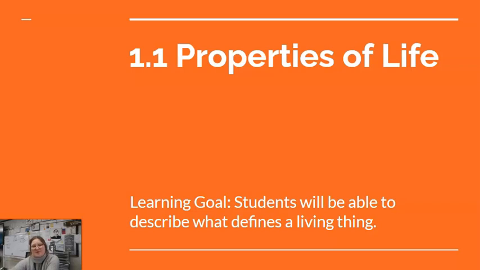All right, welcome to our first lesson of zoology. These first few lessons will cover some things that we may have talked about in botany, but with the lens of specifically looking at it from an animal point of view. This first lesson is going to be about properties of life. The learning goal is that you'll be able to describe what defines a living thing. How can we scientifically distinguish something that is living versus something that is not living?